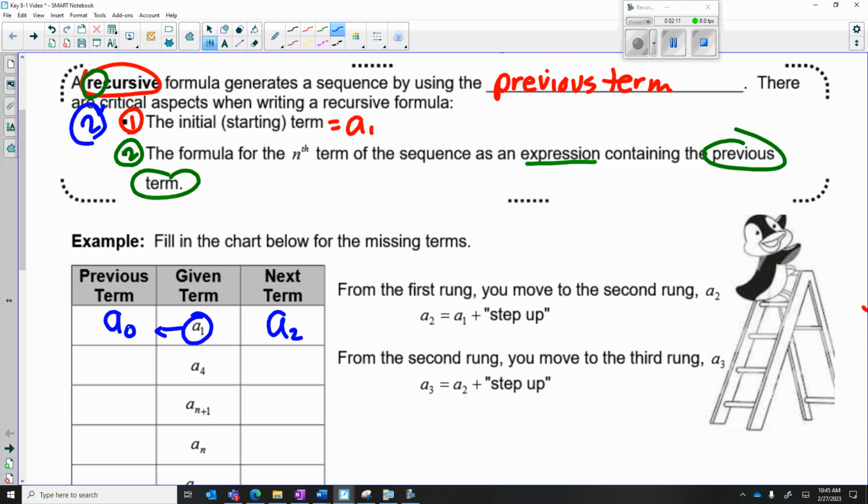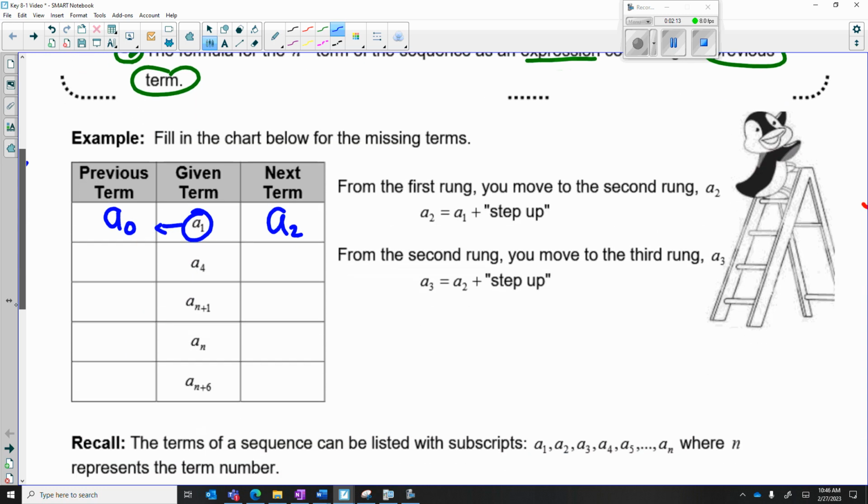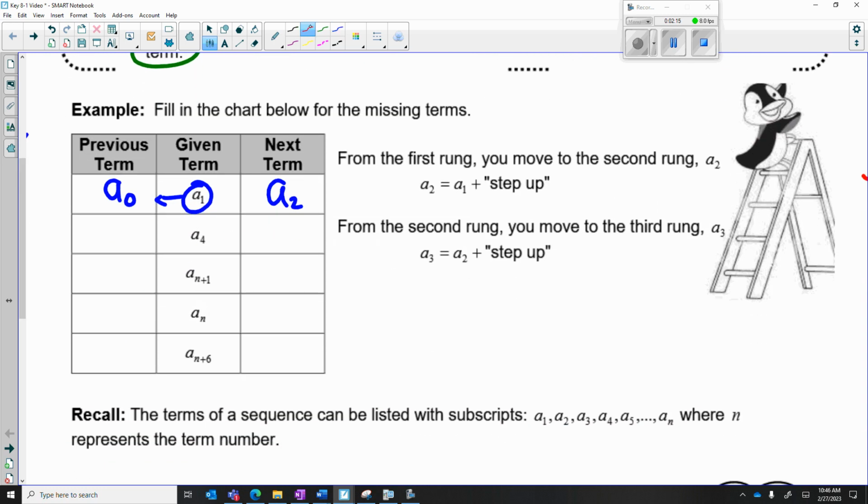It's 1 less n. So if I'm at A4, the one after A4 is called A5, and the one before it would be A4 minus 1, which is A3. If I'm at A sub n plus 1, the one after it would be A n plus 2, because it's 1 more than n plus 1. The one before it would be A n plus 1 minus 1, which is really A n.